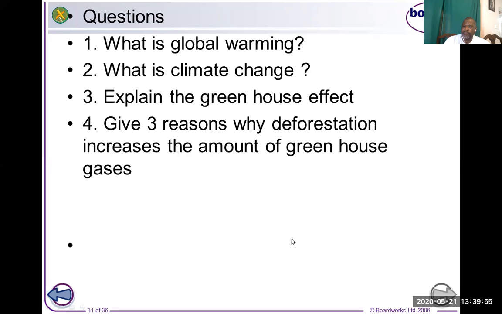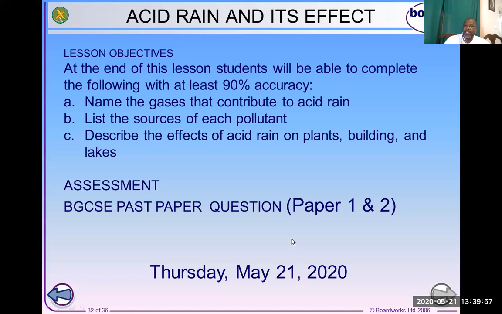Okay, so welcome to the next part. We're looking at acid rain and its effect. And these are what we'll be looking at in this lesson.